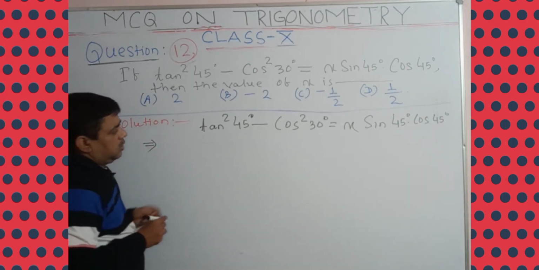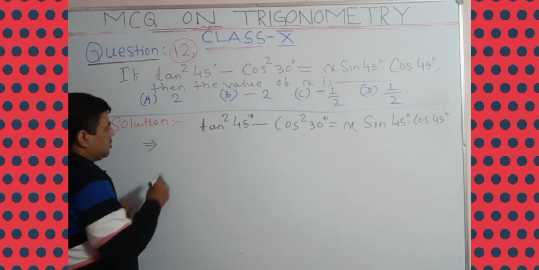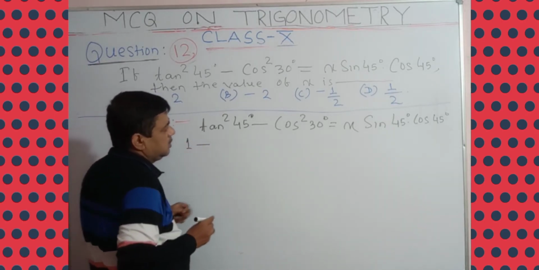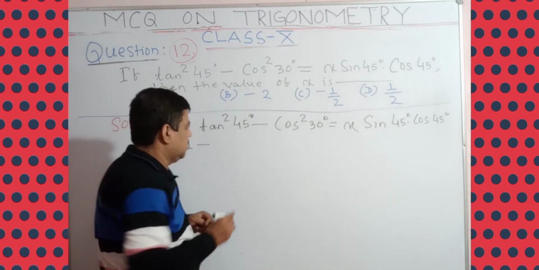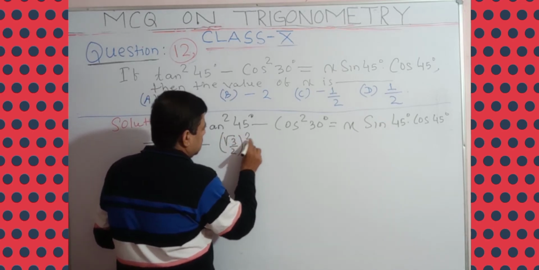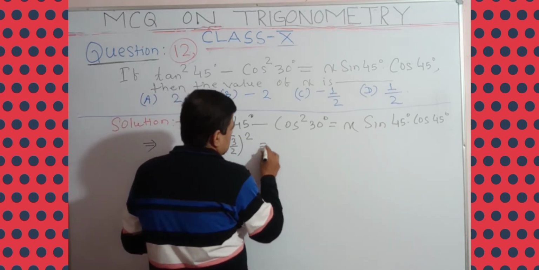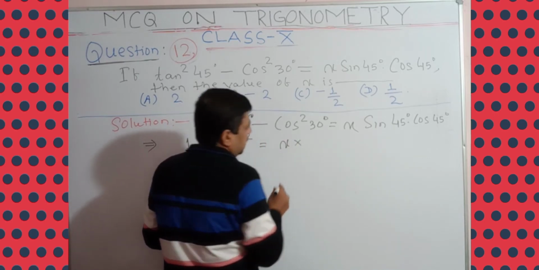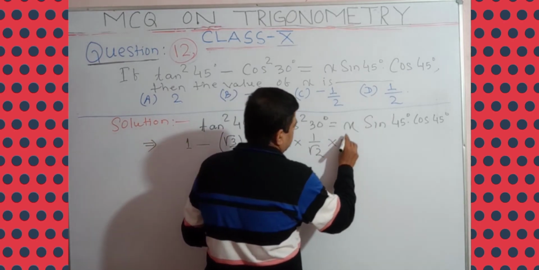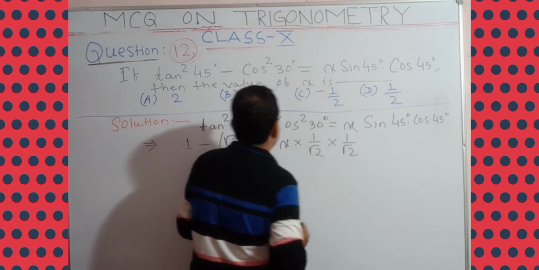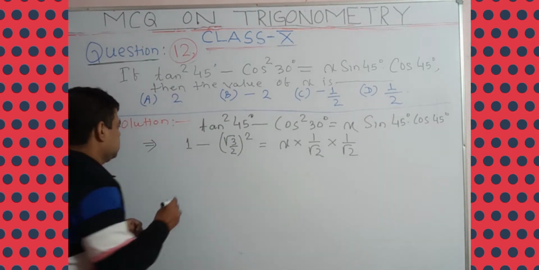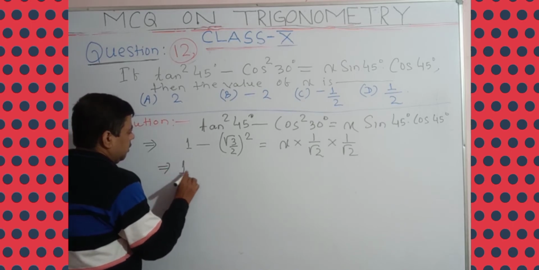Okay. So here tan square 45 degree. What is the value of tan square 45 degree? Tan 45 degree you already know is 1. So 1 square is 1 minus cos square 30 degree. Here cos 30 degree is root 3 upon 2, so cos square 30 degree will be root 3 by 2 whole square. Here x into sin 45 degree, which is 1 upon root 2, yes or no? And cos 45 degree is also 1 upon root 2. Is it clear? Yes. So you can use the values and get the value of x here.